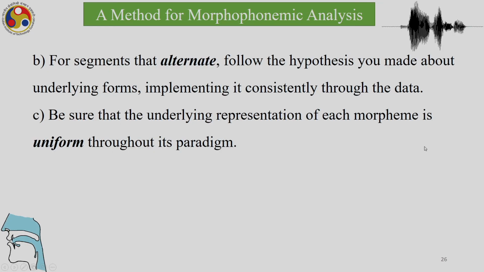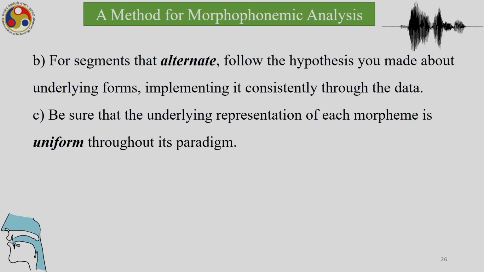So, be sure that the underlying representation of each morpheme is uniform throughout its paradigm. So, you cannot have multiple underlying forms for the same surface form, but then there are other issues there which we will talk about. There can sometimes be different underlying forms for similar surface forms, but that is another thing altogether.